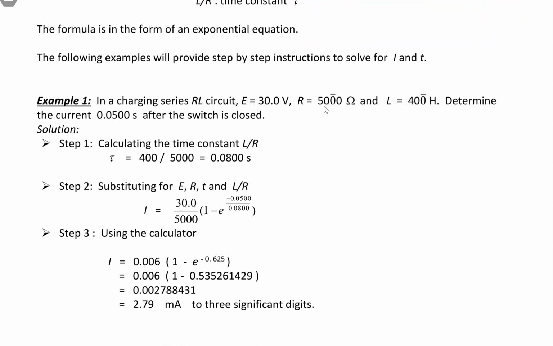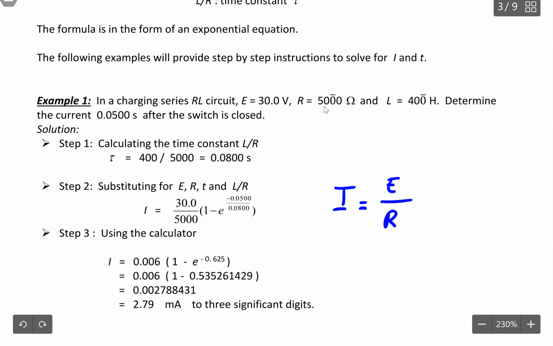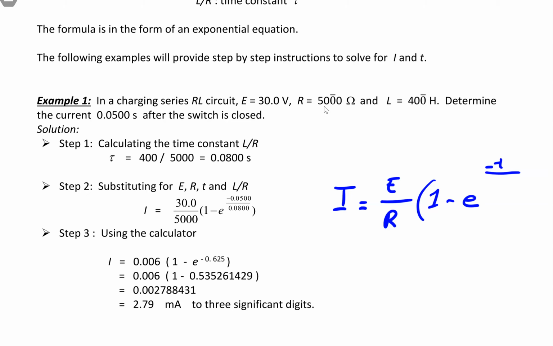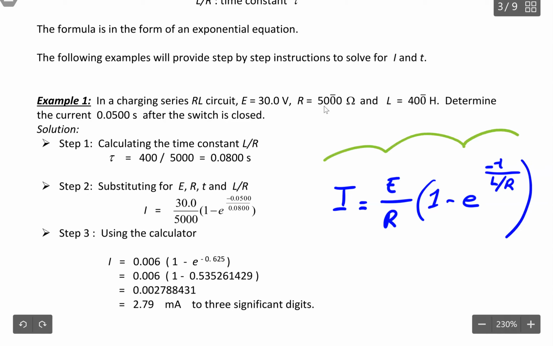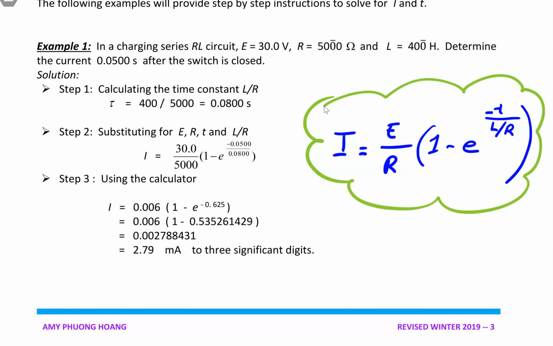I will write it as I equal to E divided by R. You see E divided by R by itself is Ohm's law, right? But because of the RL circuit, it has this component attached to it, 1 minus e raised to the exponent negative t divided by the time constant, and the time constant for the RL circuit is L divided by R. We will make sure that we base on this formula to do all the calculation, and we follow order of operations, right? First of all, take 400 divided by 5000.